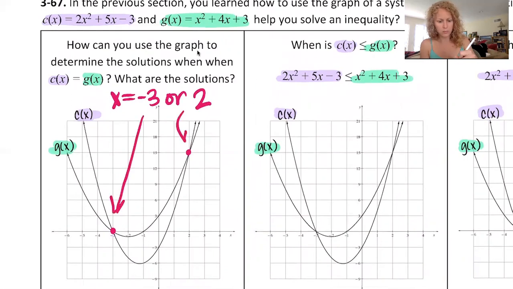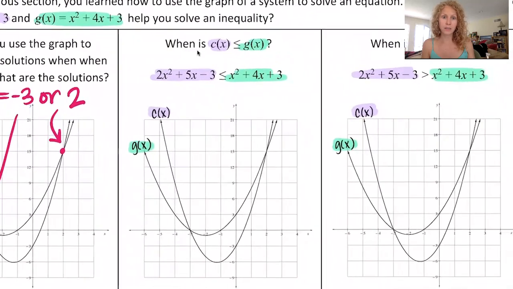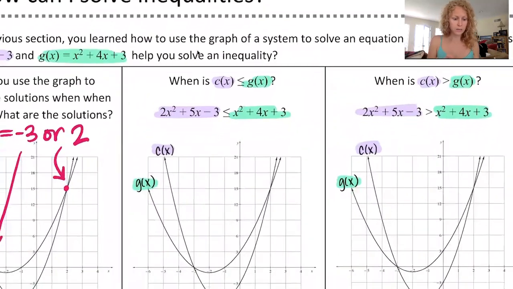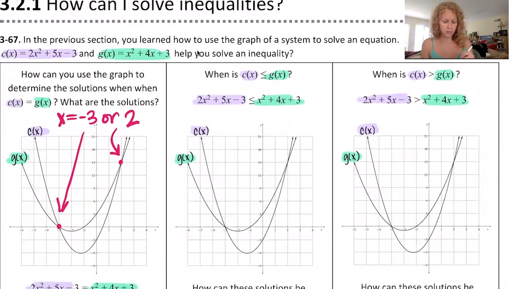Just going to draw some arrows. So what about when one function is in relation to the other, like when one function is less than the other or greater than the other? How do we deal with these? Well, if we're thinking about this, when is c of x less than or equal to g of x? It's kind of like asking the question, when is the line c of x below the line g of x? If you think about this, when is c of x underneath g of x? Well, it would really just be in this section from here to here.